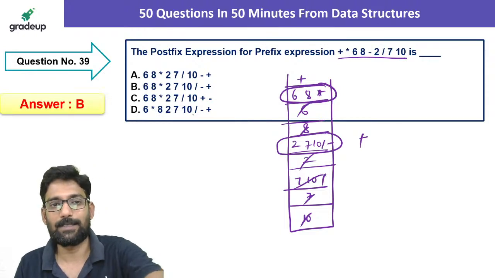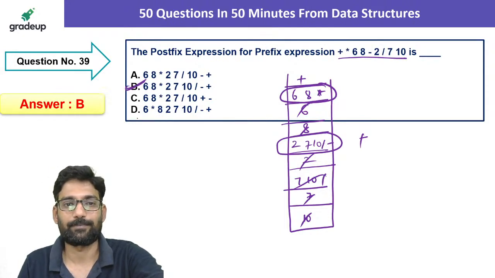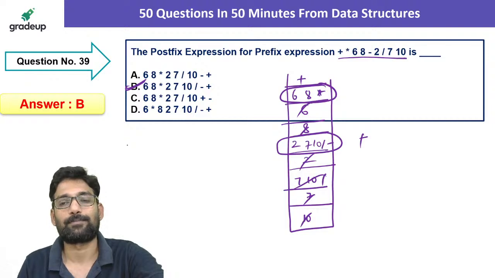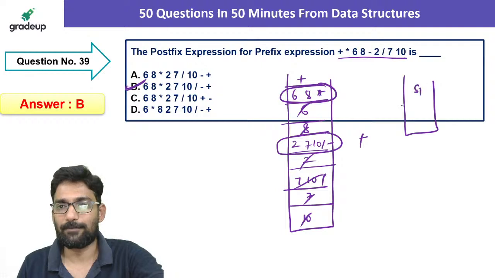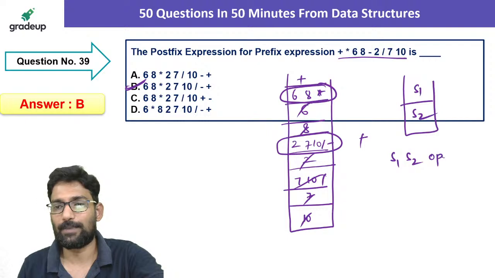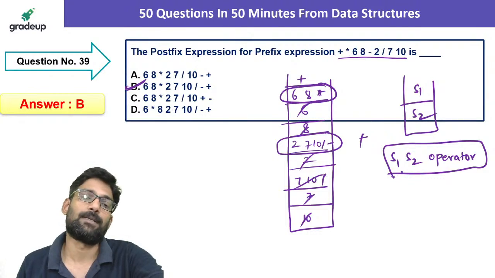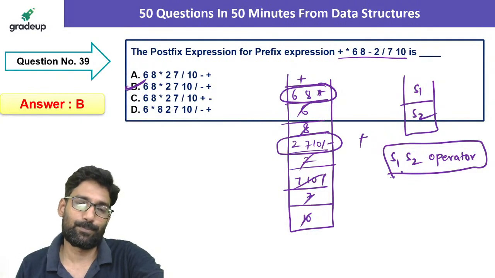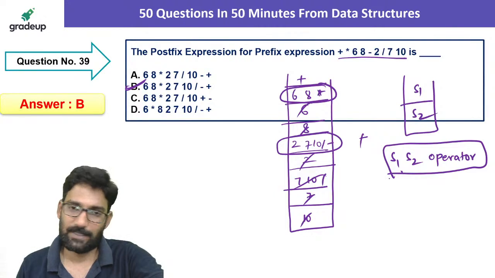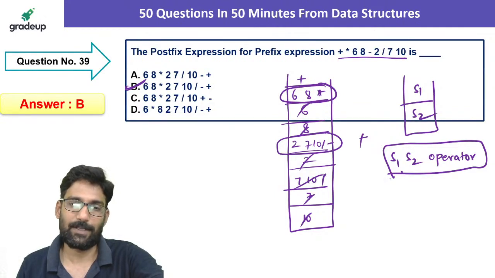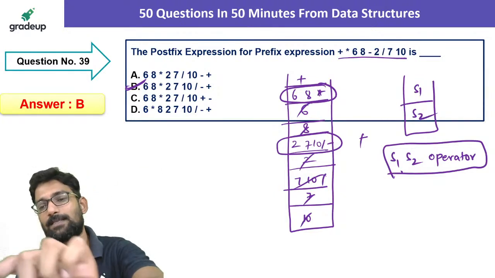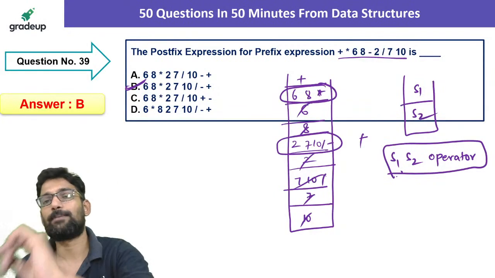So the right answer is option B. Okay, simple. Whenever you scan an operator, you just express it in this way and push it back. This is prefix to postfix. If it is postfix to prefix, just this expression changes: scan from left to right.